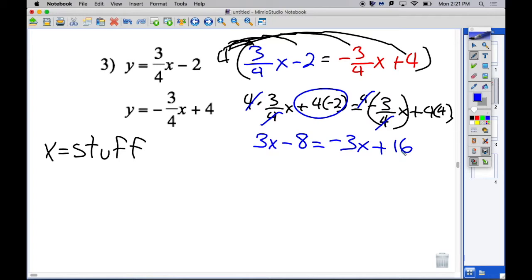All right, what do I do next? I could move the positive 3x, or I could move the negative 3x. Which one do you want to do? Move the negative, because you add. If I move the negative 3x, I'm going to add 3x, and that means I'll end up with a positive x. So this becomes 6x minus 8 is equal to, this is 0, positive 16. Is that right?